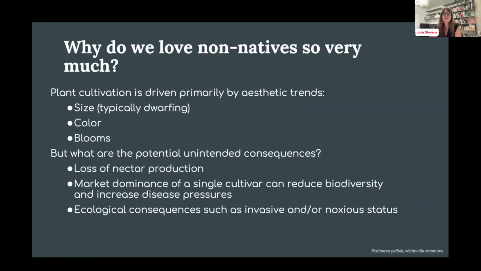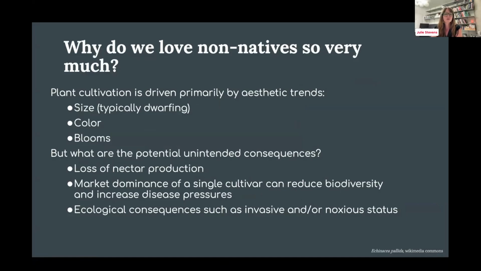Okay. Why do we love our non-natives so very much? I already told you my daughter's name is Magnolia. I've never met a magnolia that I didn't love. To my knowledge, there's only one native in the state of Iowa, and that may be a little bit questionable. Maybe southern Iowa. So we love, like I said, we love to dwarf them.